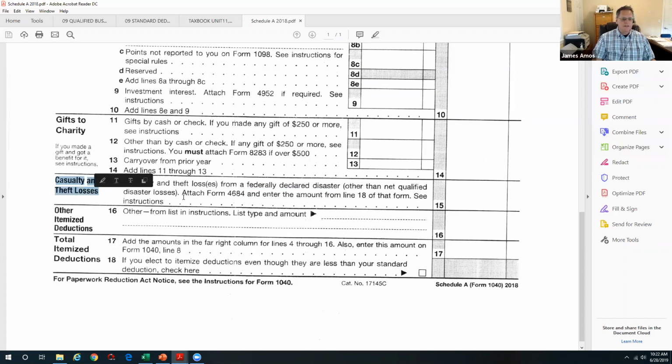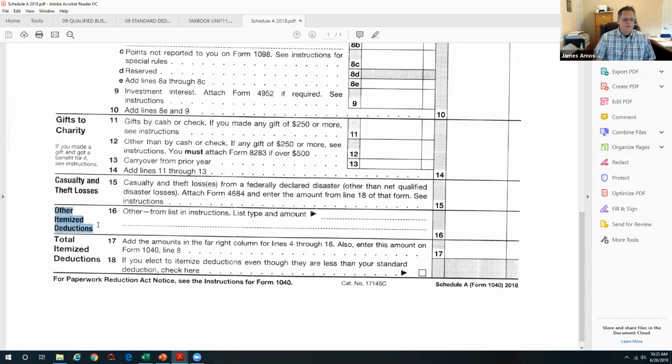Casualty and theft losses, only for federally declared disaster areas now. It still has a couple of rules which you guys haven't learned, but there's still a 10% rule and now a $500 rule where you got to limit what you get to take. Don't worry about it more than that. That's all I just want you to know, because that might be enough to help you pass a question if they threw a question at you from here.